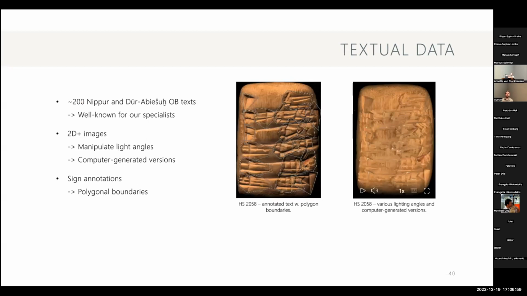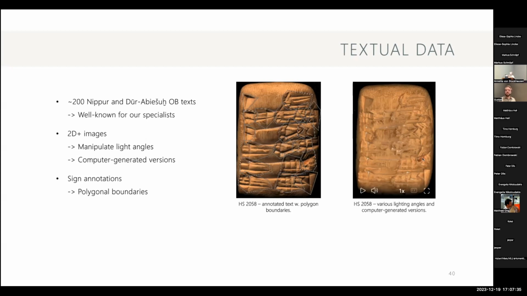We have around 200 texts, as I've mentioned, from Nippur and Boavieshu. These are, especially the Nippur texts, very well known to our specialists, so that helps. They have been 2D plus imaged, and this basically means that they've been put in this big black dome where there's tons of different light from all over. And then you take a picture, and then you get a lot of different lighting angles you can manipulate digitally. So you can manipulate the lighting angles, but you can also generate computer versions which help you read as well.